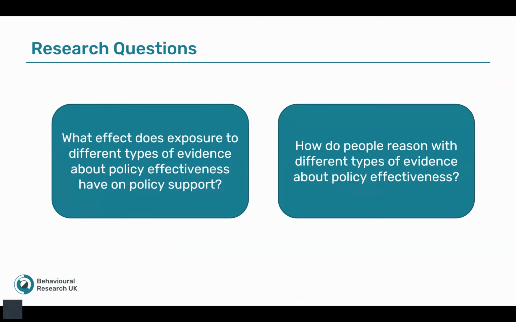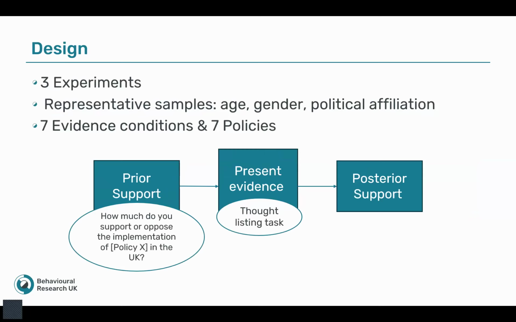And so we had two key research questions. The first was, what effect does exposure to different types of evidence about policy effectiveness have on support? And the second was about how do people reason with different types of evidence about policy effectiveness. Next slide, please. And to look at this, we ran three experiments.